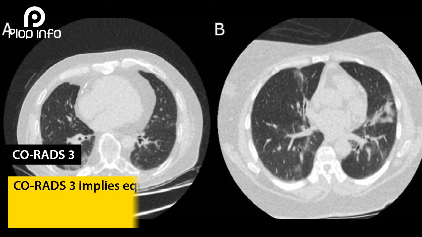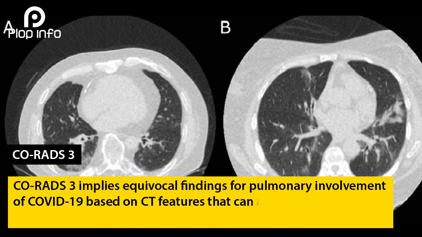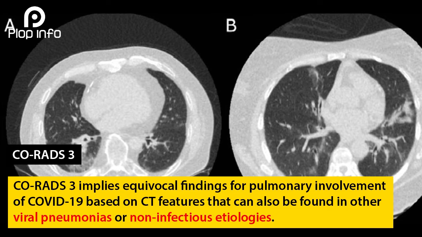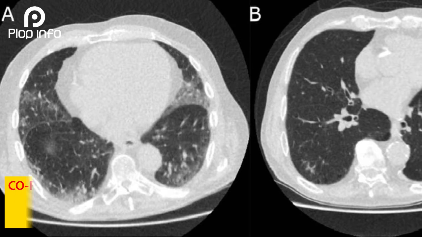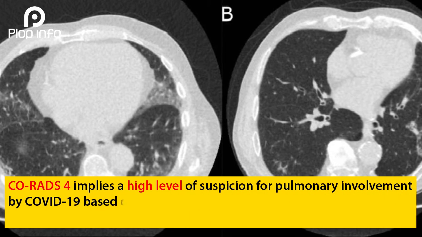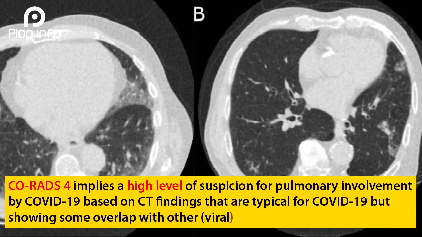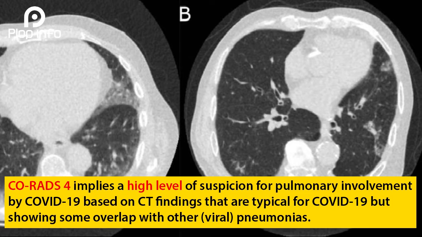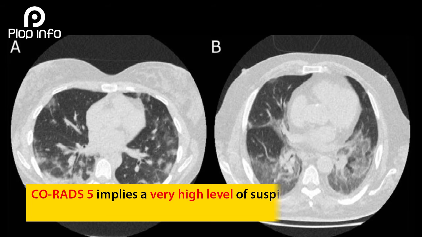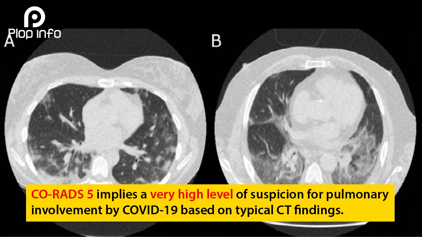CO-RADS 3. CO-RADS 3 implies equivocal findings for pulmonary involvement of COVID-19 based on CT features that can also be found in other viral pneumonias or non-infectious etiologies. CO-RADS 4 implies a high level of suspicion for pulmonary involvement by COVID-19 based on CT findings that are typical for COVID-19 but showing some overlap with other viral pneumonias. CO-RADS 5 implies a very high level of suspicion for pulmonary involvement by COVID-19 based on typical CT findings.